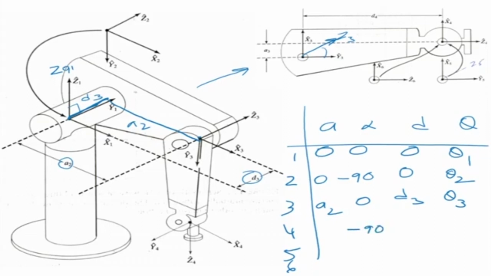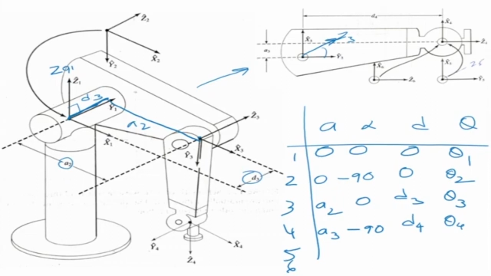Now there is a distance of A2 between the Z-axis. So this is my A3. So A3 comes here, and there is also a distance of D4, which is the distance between the x-axis, and my variable is theta 4. Okay, so this is for the fourth joint.